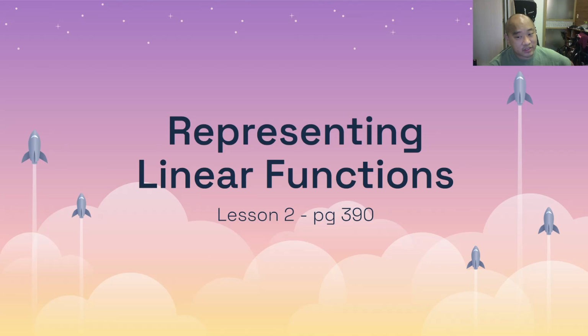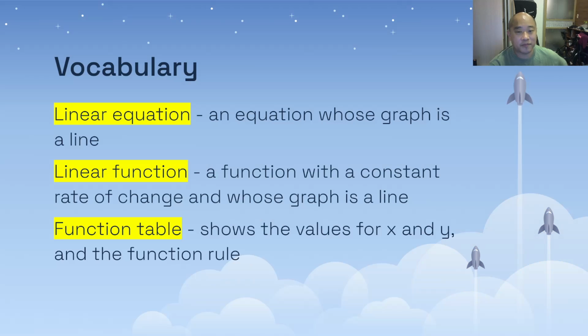Representing linear functions, page 390 if you're following on the book. All right, linear equations. So we've learned about functions. What a linear equation is, basically, is a function where the rate of change, the relationship between the x and the y values, is always the same. And if you graph that, it will end up being a straight line, whatever the straight line might look like. Those are all straight lines, pretend. Okay. A function table shows the values for the x, y functions and the function rule.